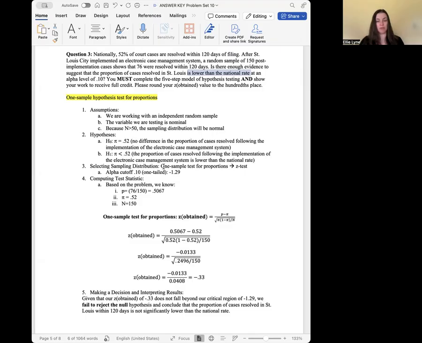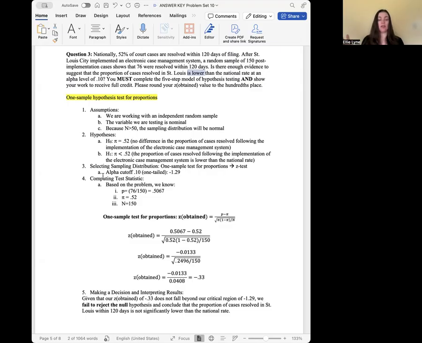Selecting our sampling distribution. Well, we determined right off the bat this is a one sample test for proportions, so a z-test. We also know that this will be an alpha cutoff level of 0.1. We got that from the question up here. And from our hypothesis here with our alternative, we determined that this is a one-tailed test because there is a direction that is specified here in the problem, right? We want to know if it is lower than the national rate. Because of that, we know that this is a one-tailed test.